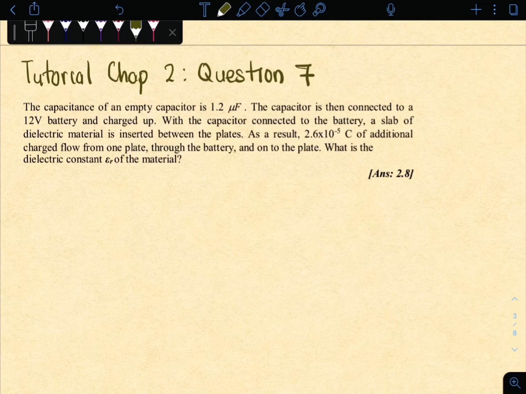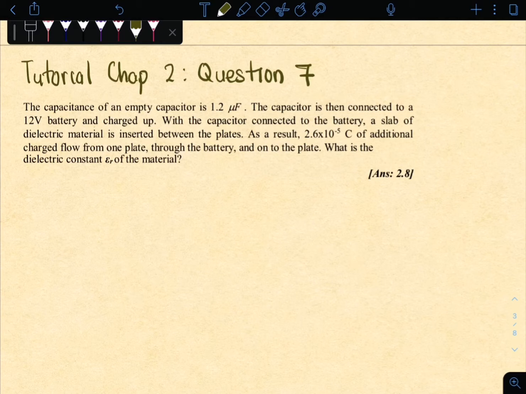Okay, we'll continue with our next discussion on tutorial chapter 2, question number 7. Given in the question, the capacitance of an empty capacitor is 1.2 microfarad. The capacitor is then connected to a 12 volt battery and charged up. With the capacitor connected to the battery, a slab of dielectric material is inserted between the plates.